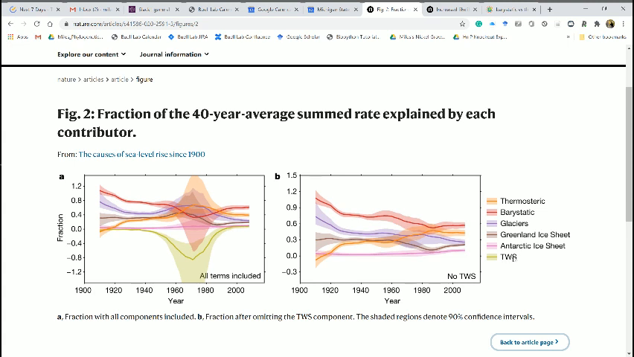I'm not sure what TWS is. TWS. The total world sea level? No, that doesn't make sense. I should just look at the paper and figure it out. That's interesting that some causes, the contribution of some causes seems to be steady over the years, while others are increasing, others are decreasing. It's interesting.